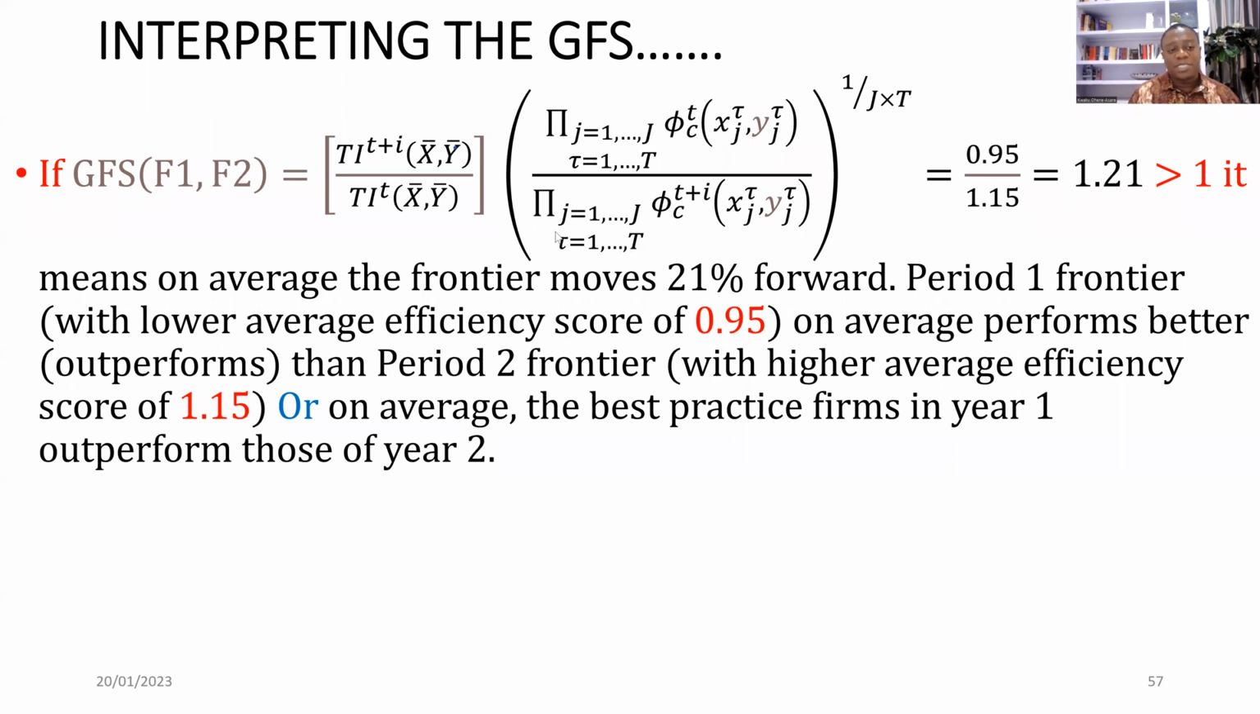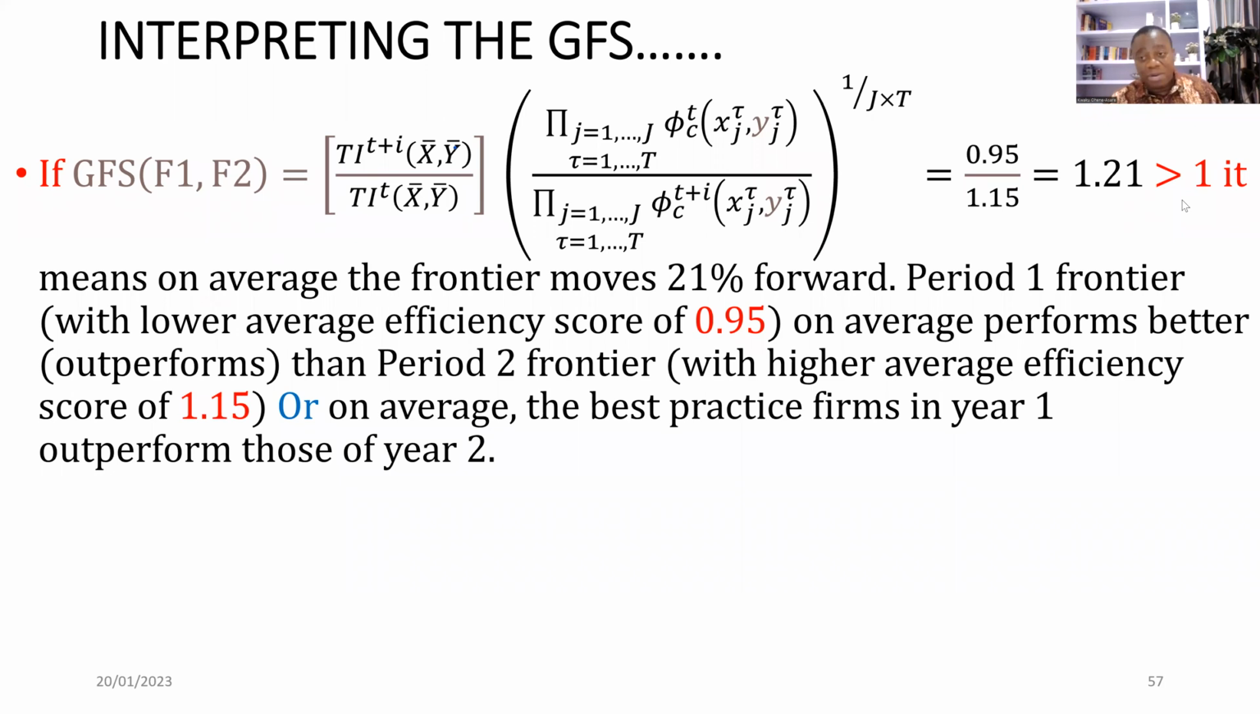Now look at this. This is a global frontier shift of year 1 and 2. And look at the value. Going to this, Francis, are you watching? Yes, Doc, I'm watching. So if you look at it, this is from a paper. Looking at this value, the frontier 1 score, that is the geometric mean of all the firms relative to frontier 1, had a score of 95%. The geometric mean of all the firms relative to frontier 2 was 115%. When you take the ratio, you have 1.21, which is greater than 1.